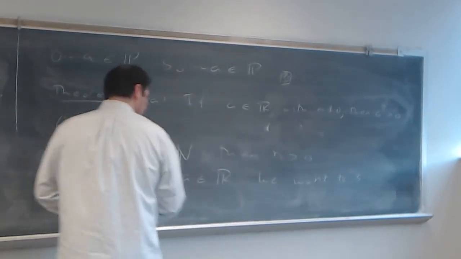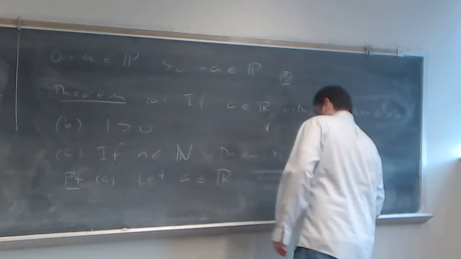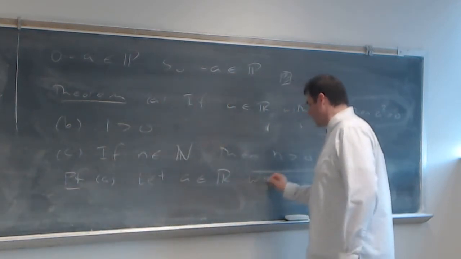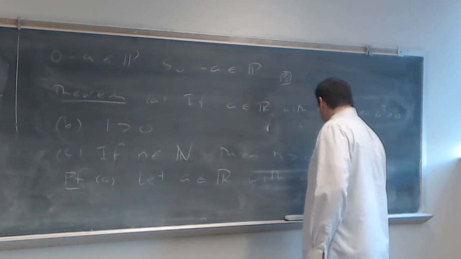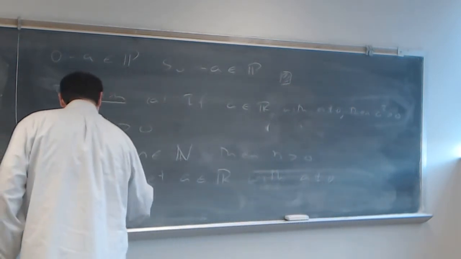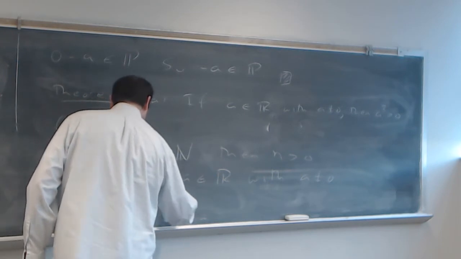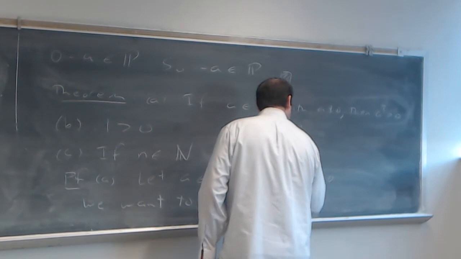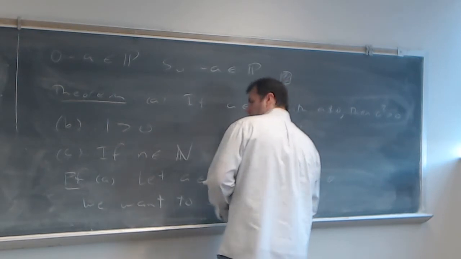Sorry about that. So we let A be a real number, so I'm trying to prove part A, with A being different from 0. We want to show A squared is greater than 0.